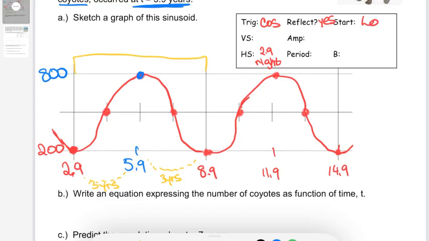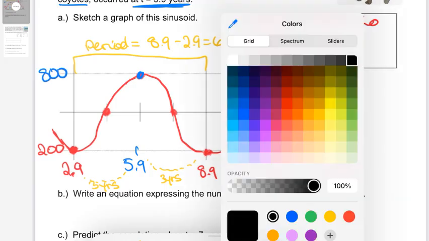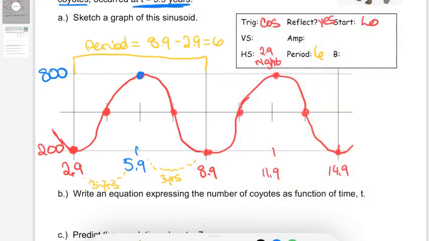Now, what that lets us backtrack to is the period of the graph. Remember, the period of the graph is 8.9 minus 2.9, so that period is 6. It's one cycle. Now, we also need to find the midline, which will let us find the amplitude. We have the high and the low. To find the middle of two numbers, add them up and divide by 2. It's their average. The midpoint is the average of two numbers.